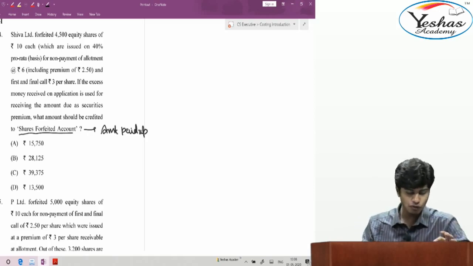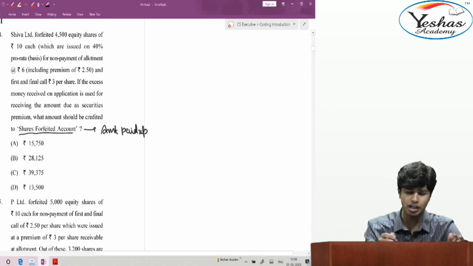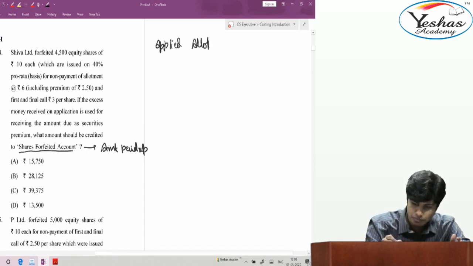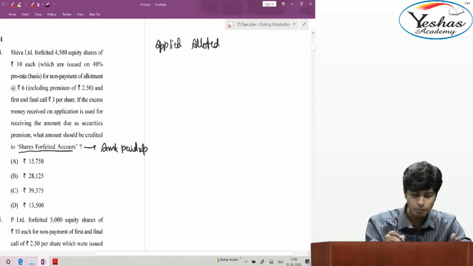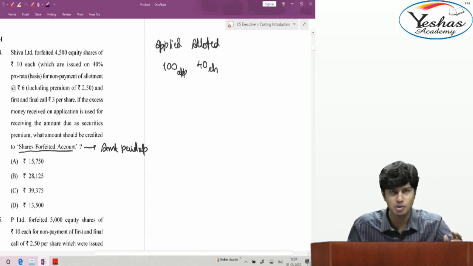A company forfeited 4,500 shares of rupees 10 each, which were issued at 40% pro-rata basis. Okay, so there is a pro-rata application. You remember, a happy situation for the company. I'll write it like this: applied, allotted. So 40% is the allotment. If someone had applied for 100 shares, 100 applications will be allotted 40 shares.